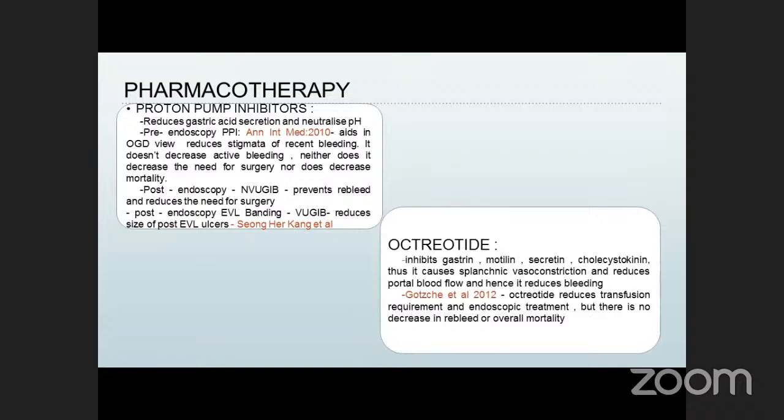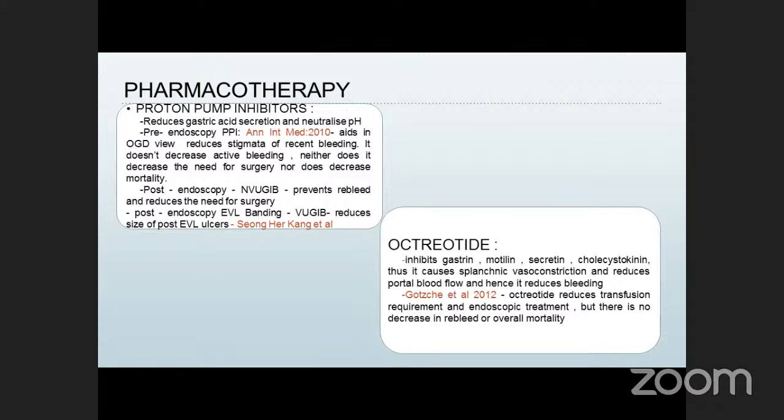Pre-endoscopically, proton pump inhibitors are known to provide a better OGD scopy view and reduce the stigmata of recent bleeding, if there is any active bleeding vessel or visible bleeding vessel on endoscopy, or adherent clot. But it doesn't decrease active bleeding, nor does it decrease the need for surgery or mortality. So post-endoscopically, in non-variceal upper GI bleed, it prevents the risk of rebleed and reduces the need for surgery.